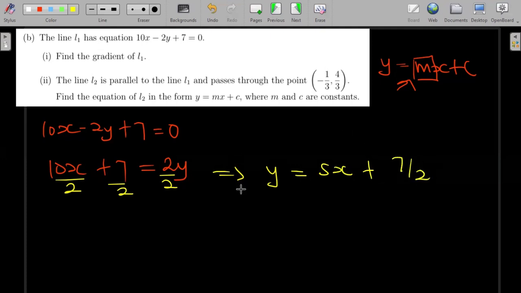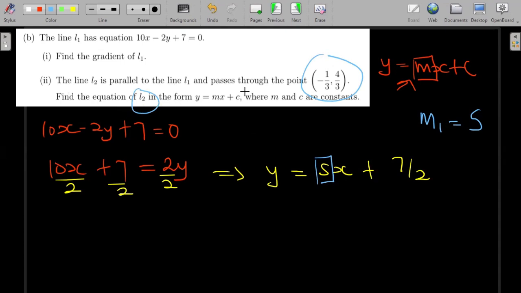So what is the gradient here? The gradient is just the coefficient of x. Okay, so we are going to say the gradient here, we can call it m1. It's just going to be equal to 5. Right, and then they're saying the line L2 is parallel to the line 1, and passes through this point. Okay, find an equation of L2.